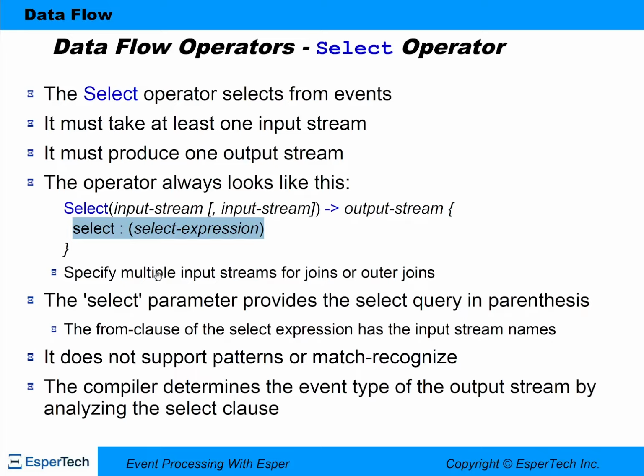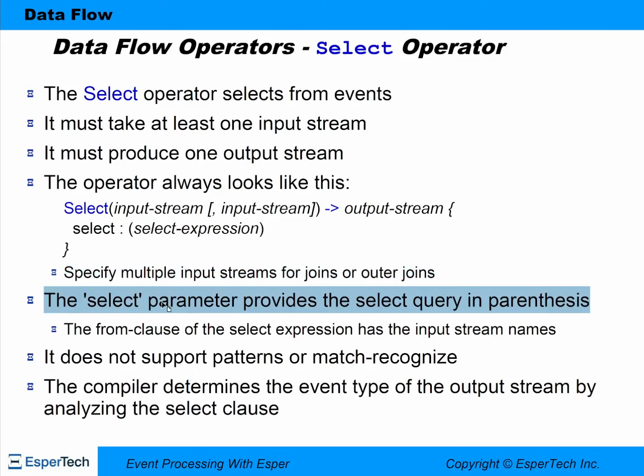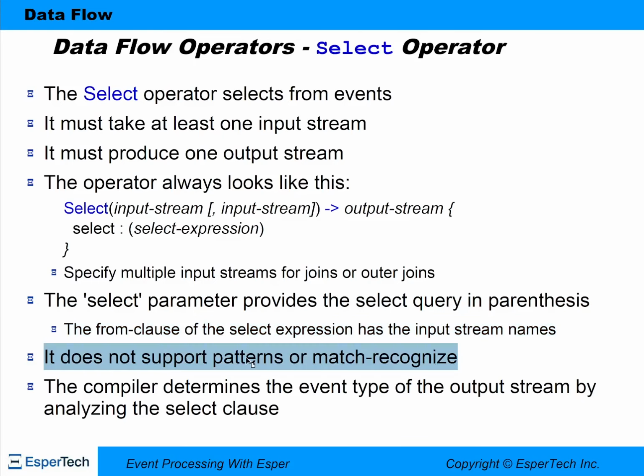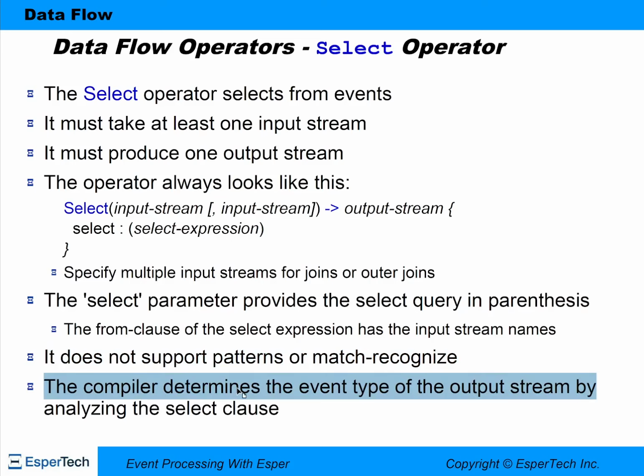Specify multiple input streams for joins or outer joins. The select parameter provides the select query in parenthesis. The from clause of the select expression has the input stream names. The select operator does not support patterns or match recognize. The compiler determines the event type of the output stream by analyzing the select clause.